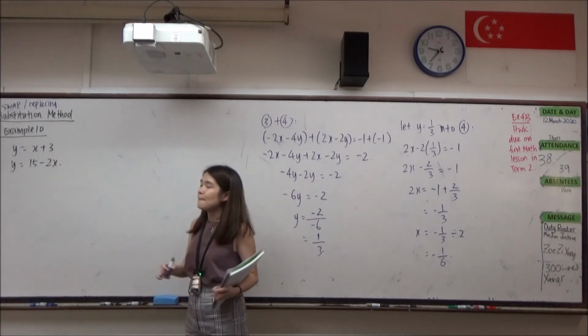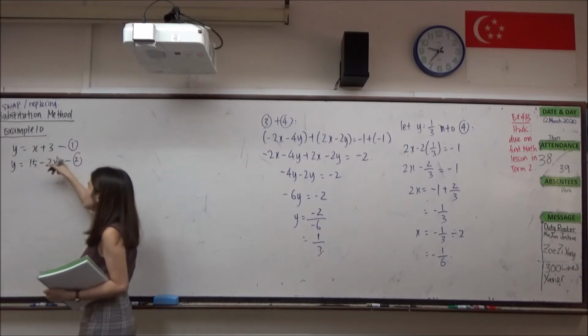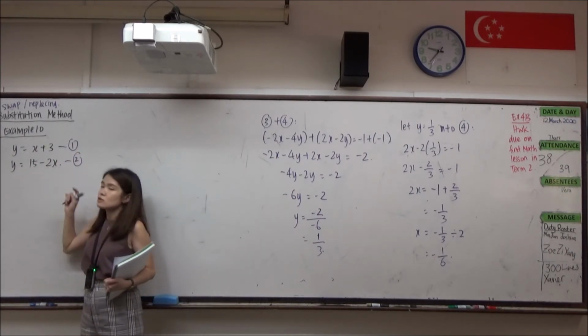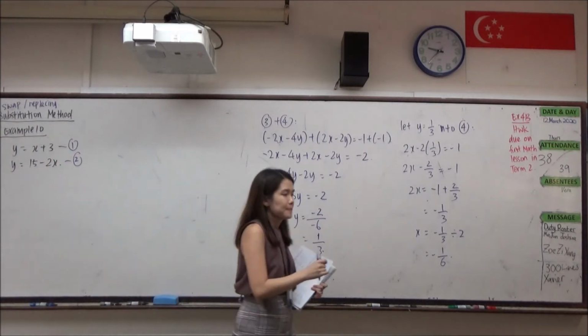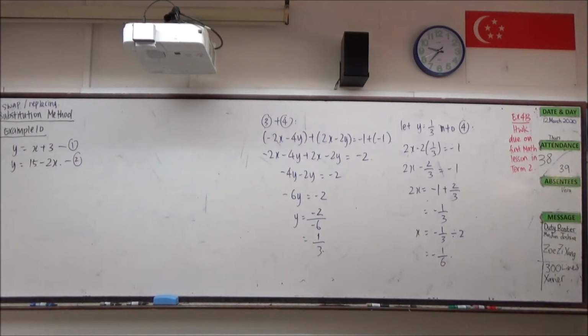Looking at example 10, we have y equals x plus 3 and y equals 15 minus 2x. In this particular question, we see that it is slightly different from the elimination method.